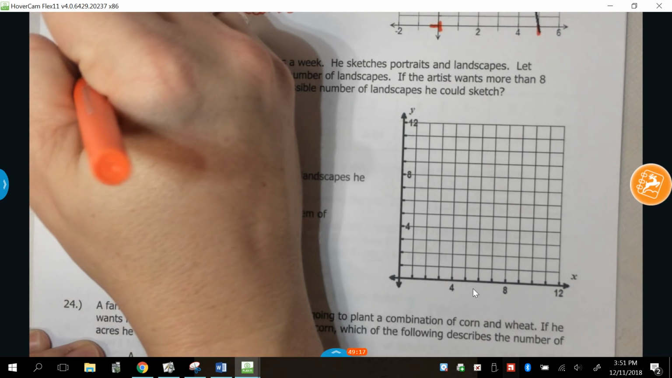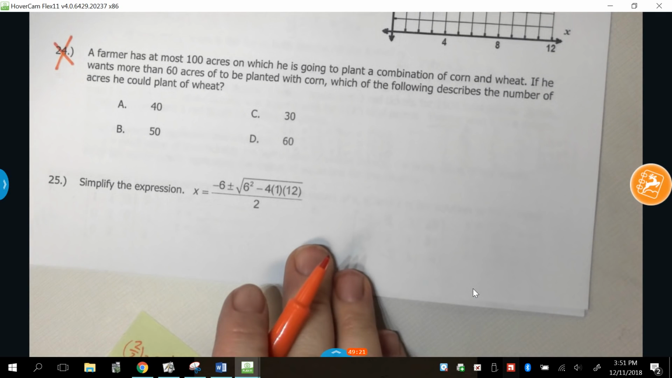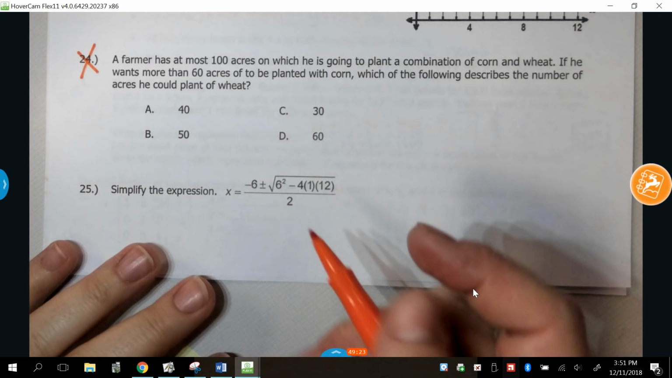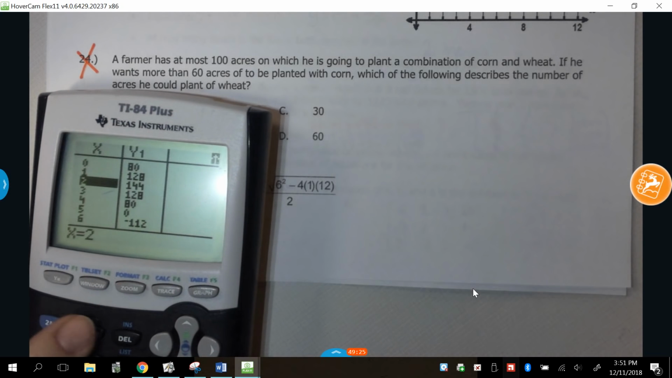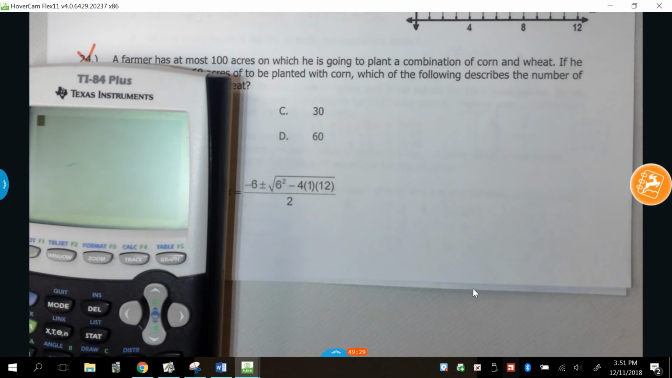23 we don't need to do. 24 we don't need to do. Last but not least, 25, it says simplify the expression. So remember, when we simplify these, we want to simplify one piece at a time. So let's do under the radical. This is already simplified and this is already simplified.